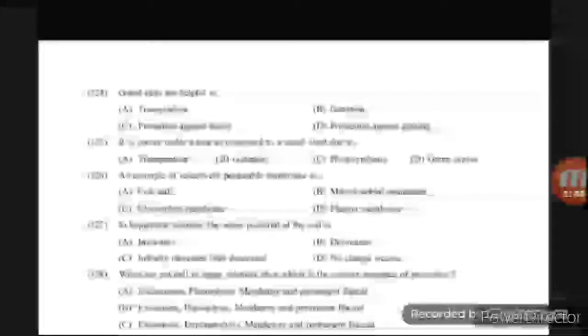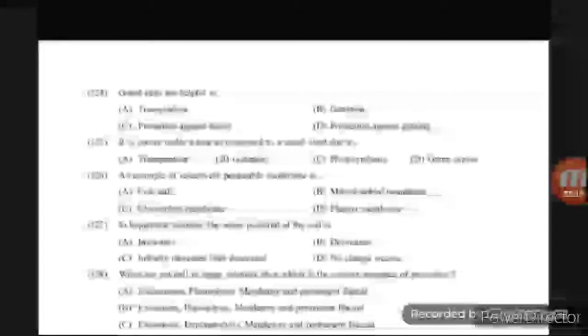So therefore for question number 124, guard cells are helpful in transpiration. So option A, transpiration, is the correct answer for question number 124.